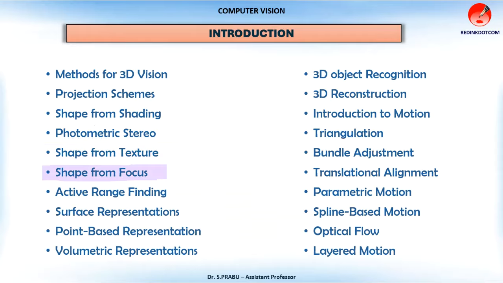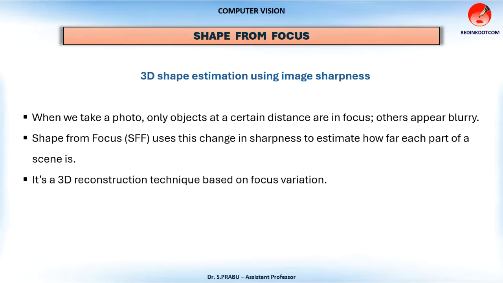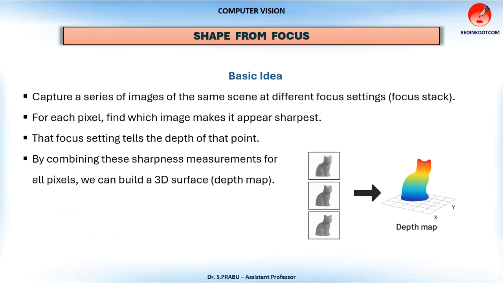The next concept is shape from focus. It is one of the 3D construction techniques based on focus variation. The same object can be captured in different focus settings. From the different focus settings, we can identify the sharpest pixels. From this information, we can construct the 3D image.